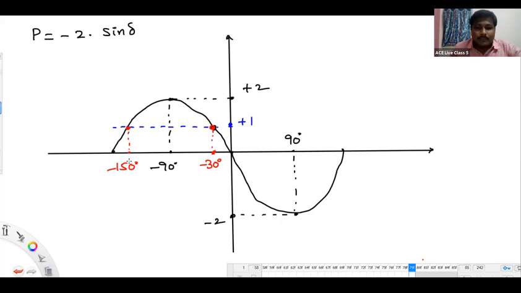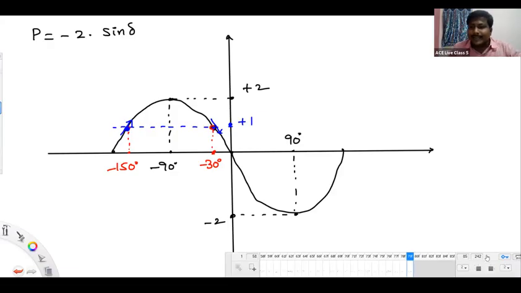Tell me, very simple. At what angle do we have a positive slope? Observe here. At this point, we have a rising curve. So at minus 150 degree, we have a positive slope. At minus 30 degree, we have a downfall curve, so we have a negative slope here. In that way, we are saying minus 150 degree is a stable rotor angle and minus 30 degree is an unstable equilibrium angle. I think all of you are getting this one. Good.